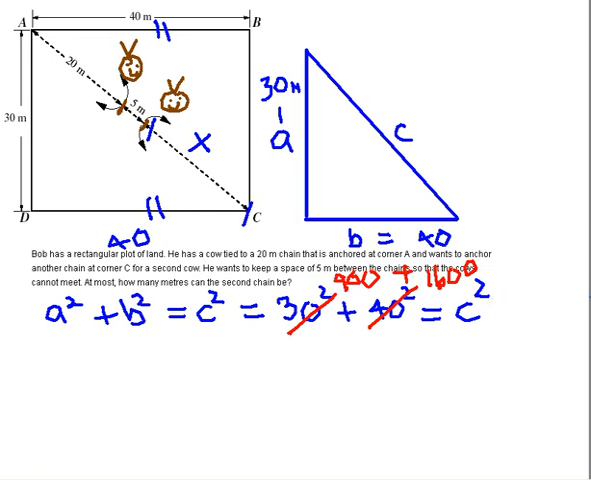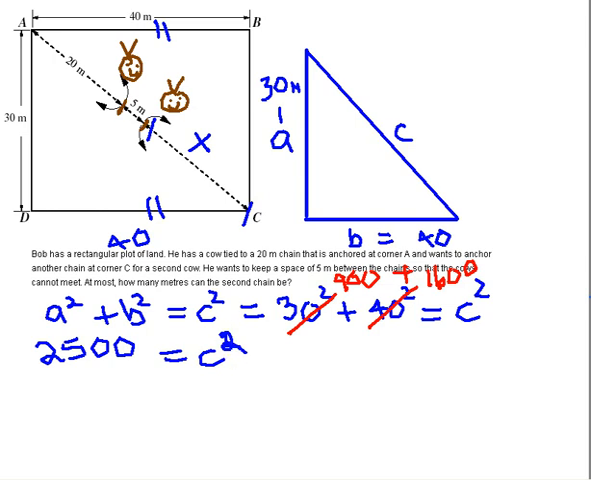And if we rewrite that down here, if we actually add 900 plus 1600, that is equal to 2500. So let's rewrite that. 2500 is equal to c squared. Okay, but we're not interested in c squared. We're interested in finding out what the distance c is. So in order to isolate c, we have to get rid of that 2.